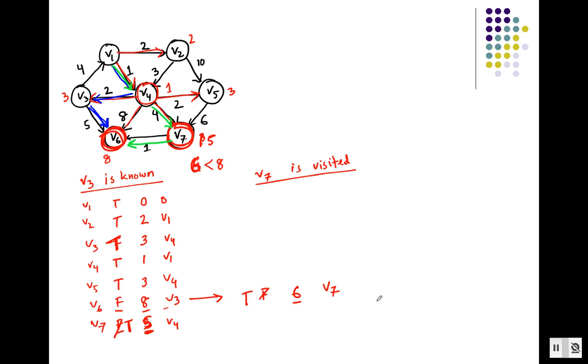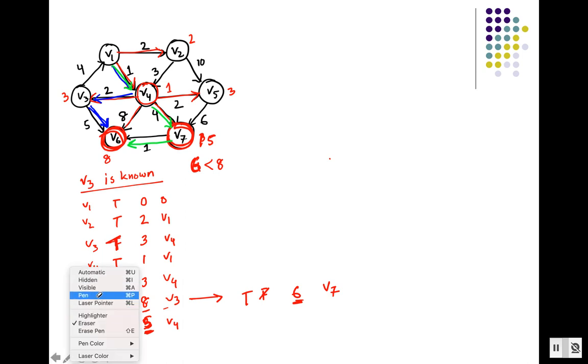So our final result is this, with v6 distance value 6. Let me write it down here, and I'm also going to draw the path. I'm going to write down the final result.